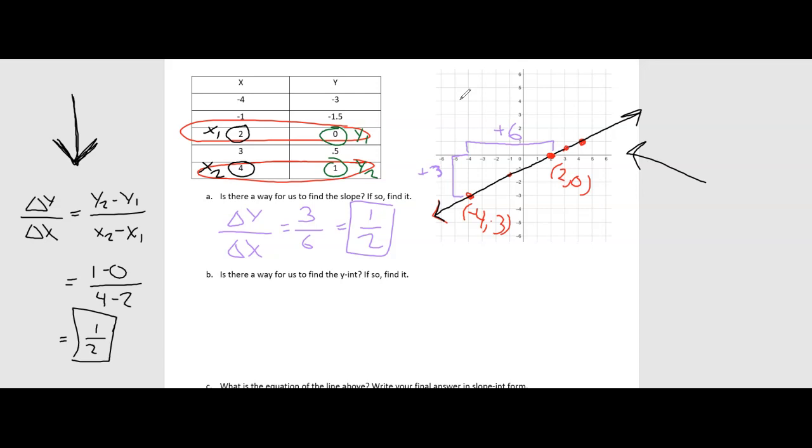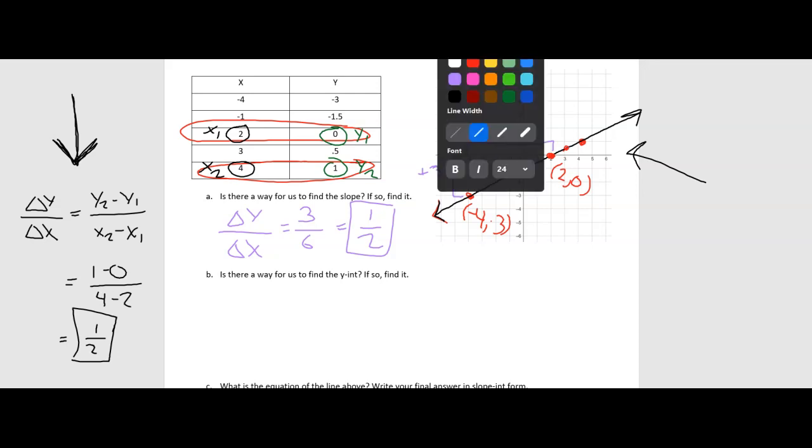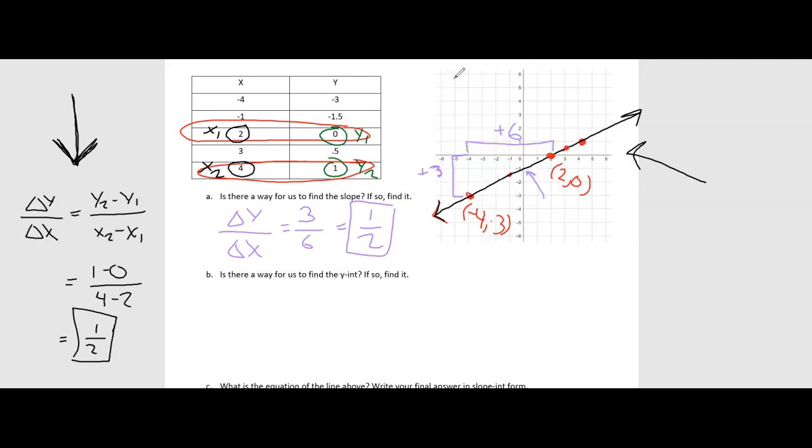Okay, is there a way for us to find the y-intercept? Well, by looking at the graph, we may not be exactly sure where that y-intercept is, right? It's somewhere right here, but does it go through exactly -1, or is it a little bit above, a little bit below? Remember, my line that I drew is not perfect. A computer could give us a perfect line, but even then, we may not know the exact location of the y-intercept.